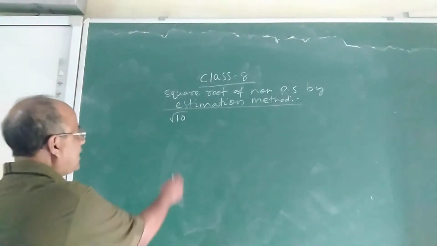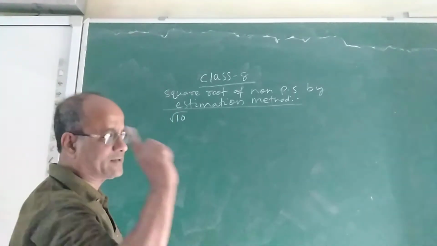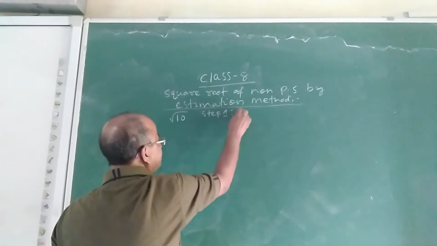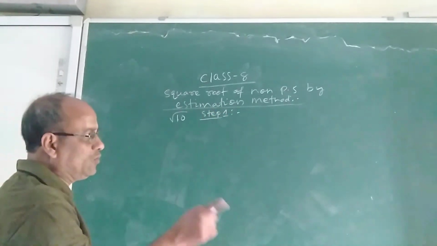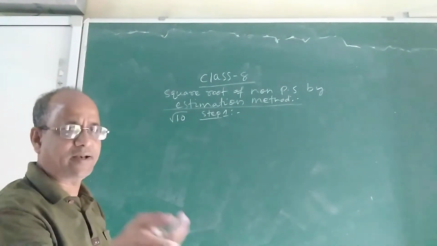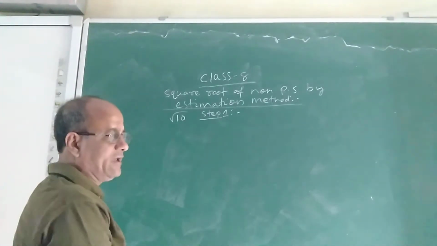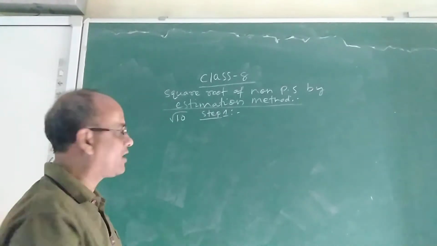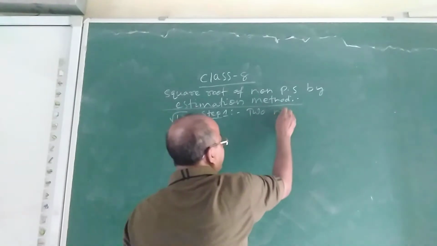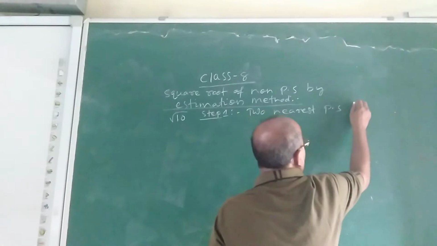Okay. So now in order to find the square root of 10 by estimation method, what is the first step? The first step is, you see children, you find two nearest perfect squares of 10. Nearest means one should be less than 10, the other should be more than 10. Okay? Find two nearest perfect squares of 10.